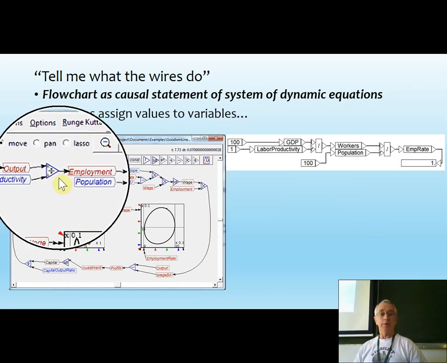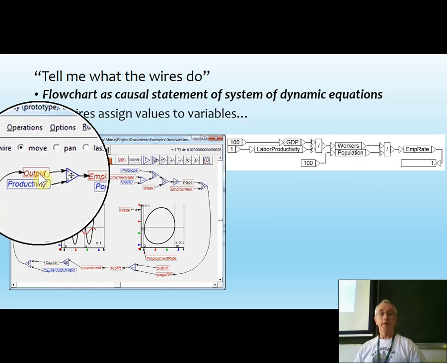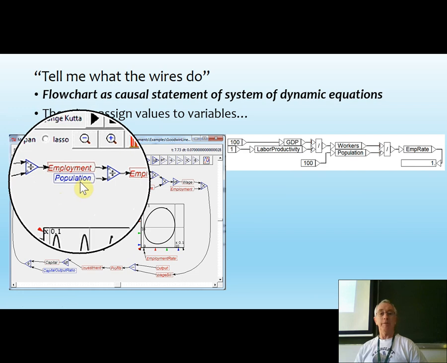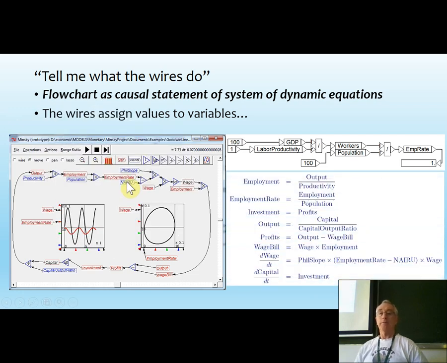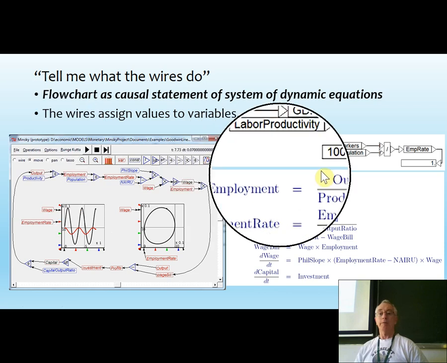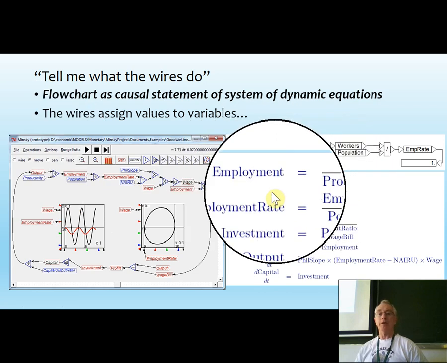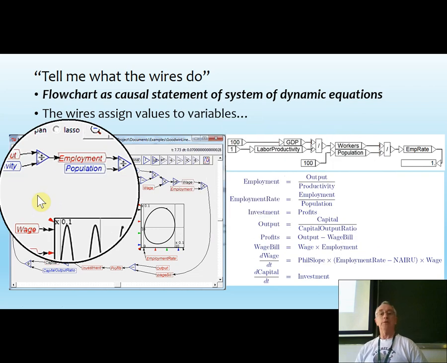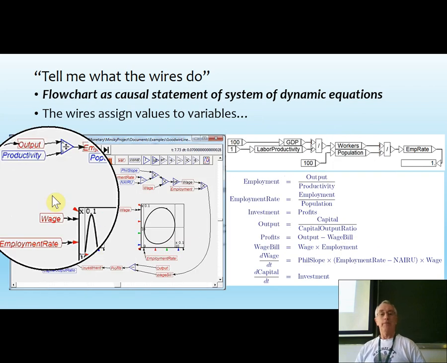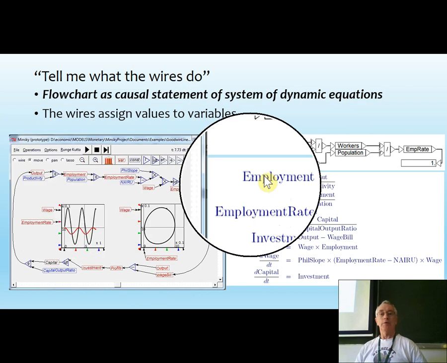And that's this little bit here of Minsky. Okay? Output divided by productivity gives you employment, divided by population, you get the employment rate. And as a set of equations, that's what you get. Employment is output divided by labour productivity, and the employment rate is employment divided by population. So it's just an alternative. This is a flowchart alternative to defining a set of equations.